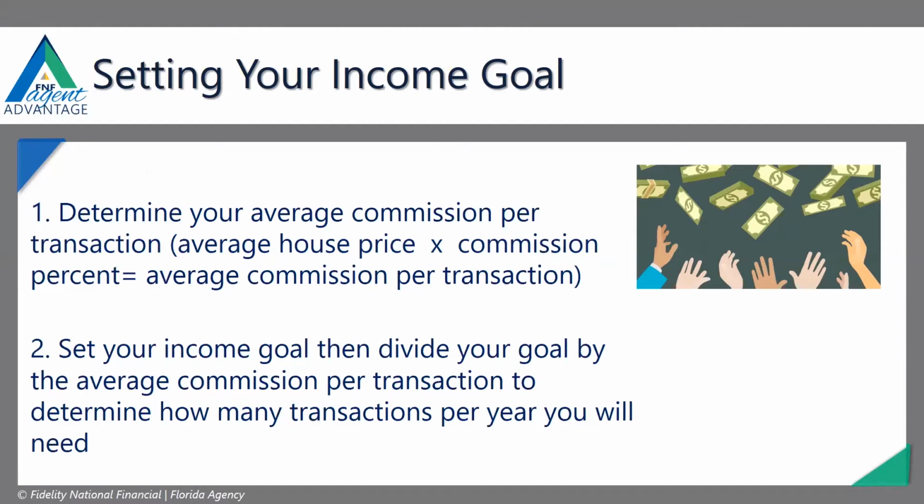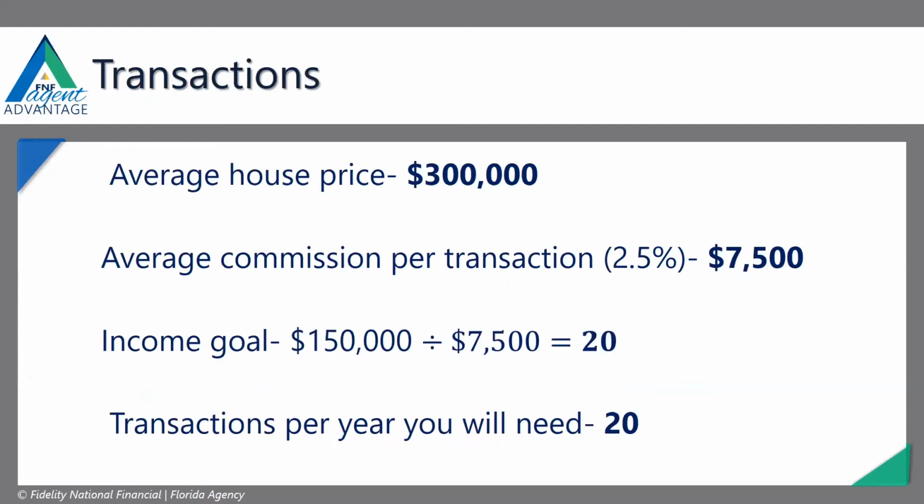And you set your income goal, then divide that goal by the average commission per transaction to determine how many transactions per year you will need. So an example, let's say the average house price in the area is $300,000. And you can get this information from NAR. Average commission per transaction, 2.5%. So you're looking at $7,500 as the average commission.